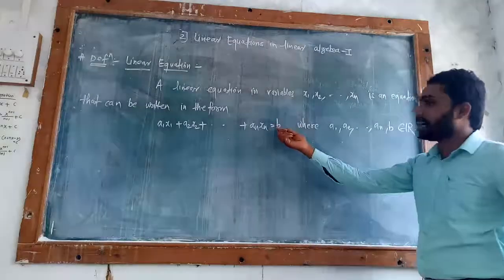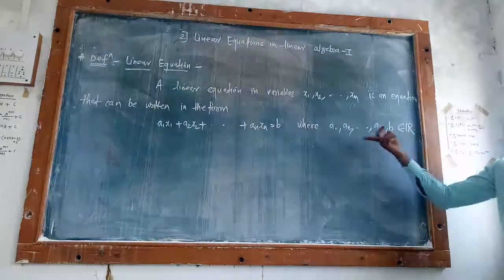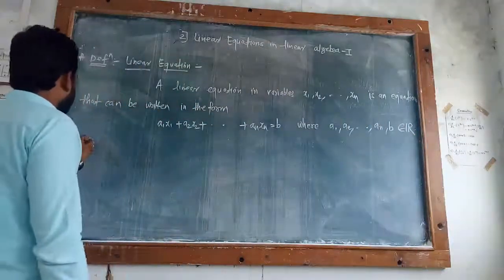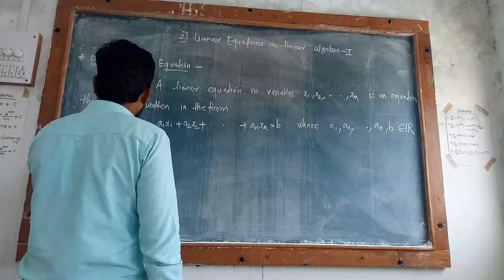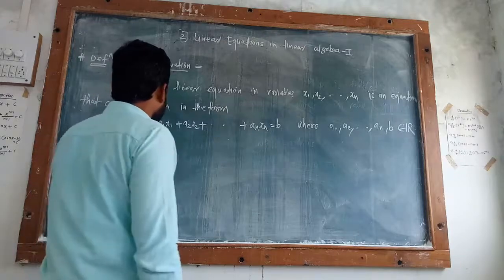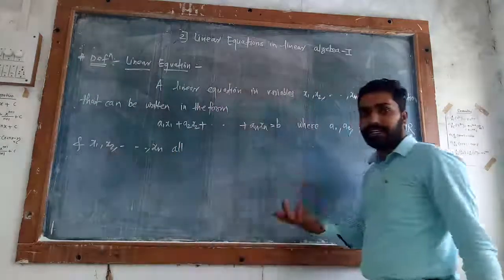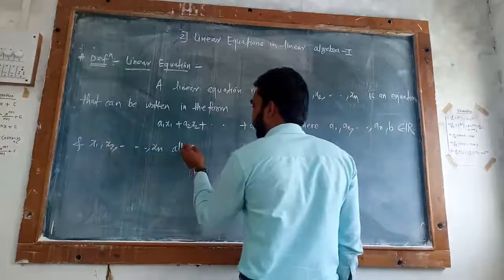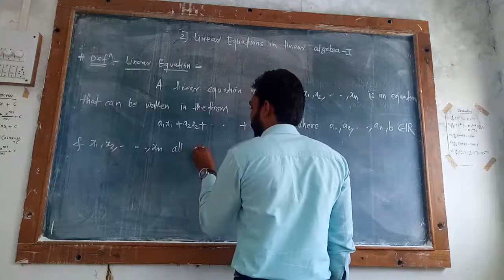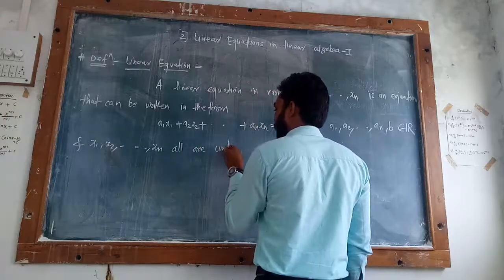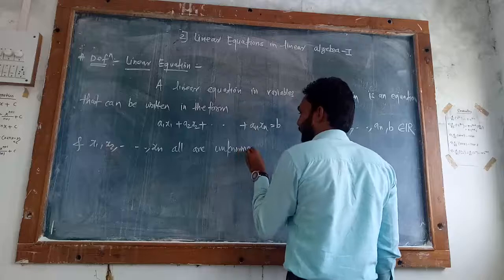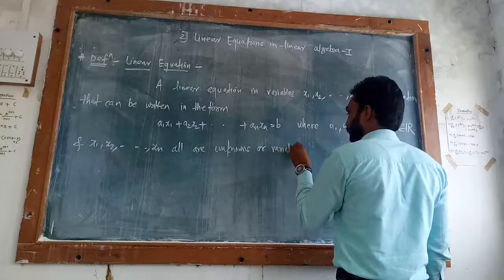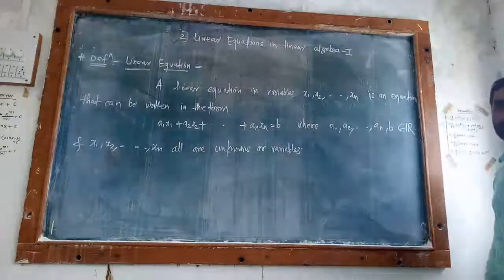What is your right hand side? The right hand side is the small b, which is also a real number, and x1, x2, up to xn are your variables or unknowns. Variables are also called unknowns. Okay, this is your linear equation.